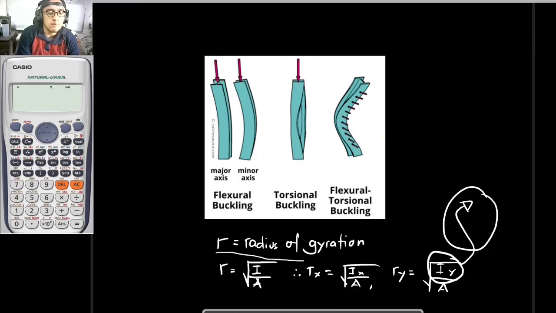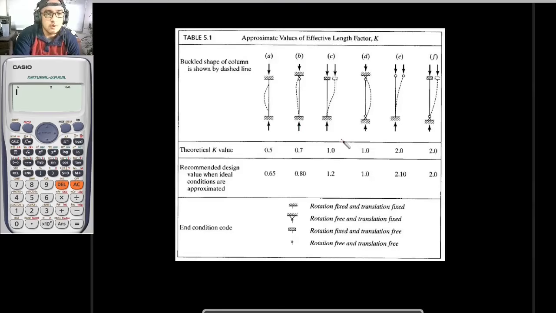And ito yung basihan natin ng ating mga strengths sa ating columns or sa ating compression members. So, dito sa mga to. Okay, so this would be the tables that we would be using in the design and analysis of compression members. So, this would be table 5.1.